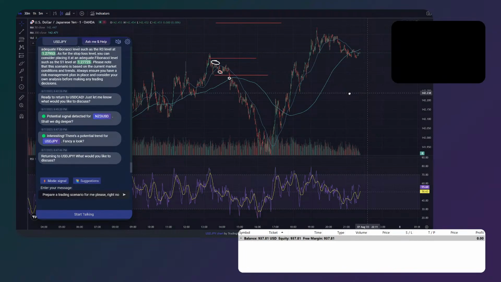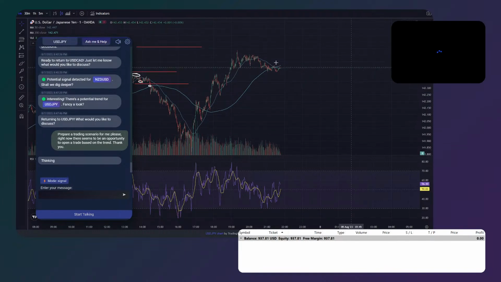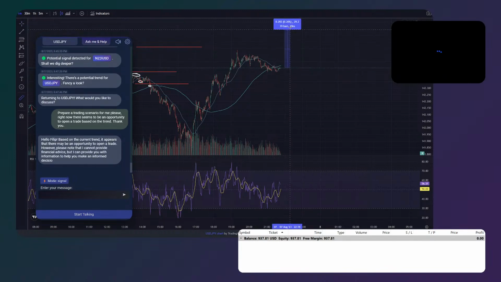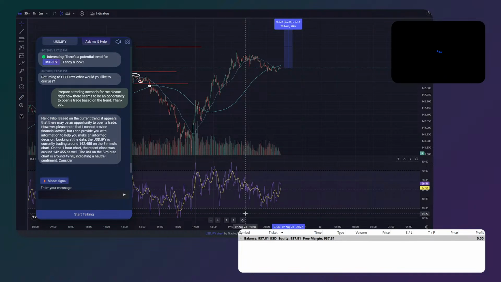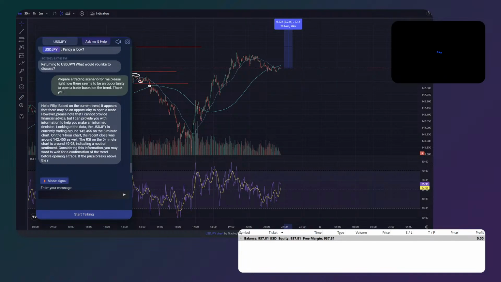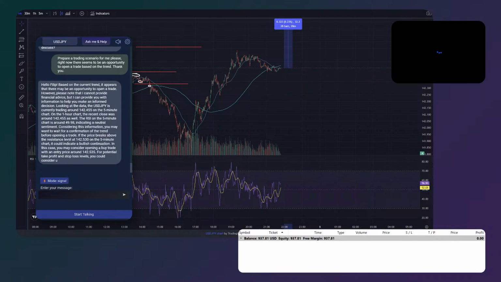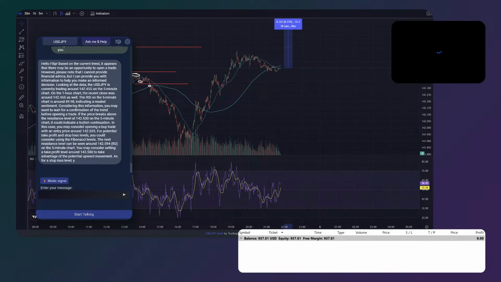Oh, Japanese, let's take a look. What is it saying? So you're longing for a trade up to 772. Hello, Philip. Based on the current trend, it appears that there may be an opportunity to open a trade. However, please note that I cannot provide financial advice, but I can provide you with information to help you make an informed decision. Looking at the data, the USD JPY is... The AI is suggesting that it would actually wait before opening a trade.